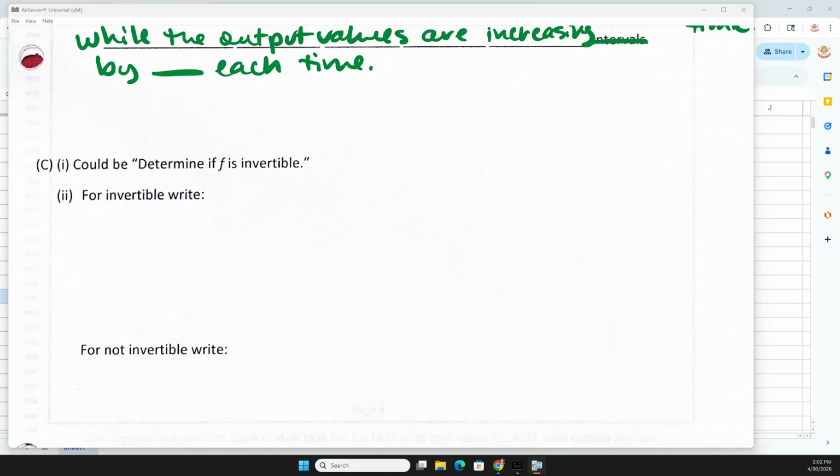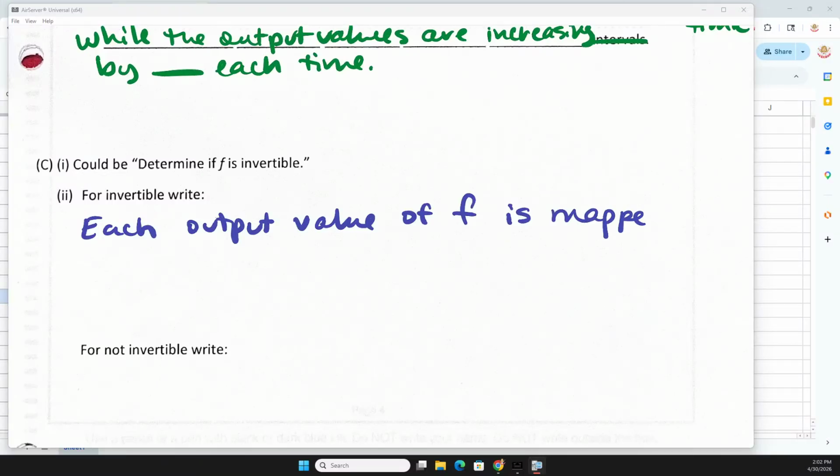But that cannot be your reason. So the reason for invertible is each output value of F is mapped from a unique input value. So that's what you say if you answer yes to determine if F is invertible.